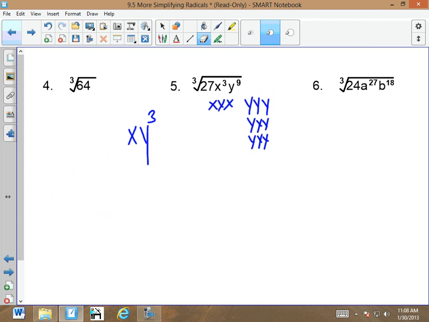But I don't have that. I've already told you 27 is a perfect cube. What is the perfect cube of 27? 3. So number 5 is 3xy to the 3rd power.